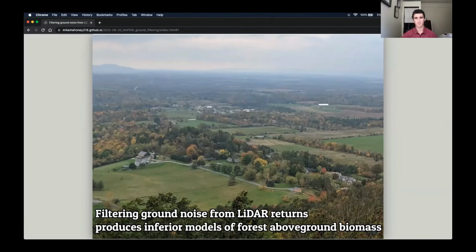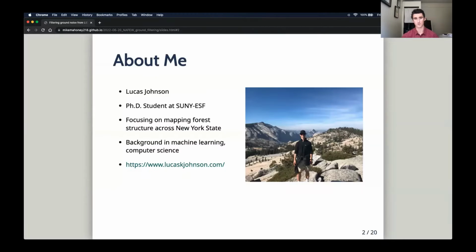Hi, everyone. I'm Lucas, and I'm excited to talk to you all today about our study on ground noise filtering when modeling above ground biomass with LiDAR data. So quick introduction on myself. I'm a PhD candidate at SUNY ESF, and mostly working on mapping forest above ground biomass and carbon with open data across New York State.